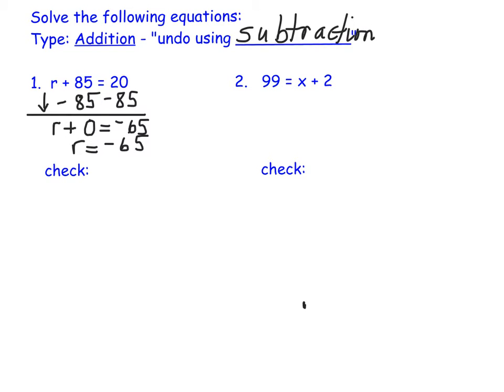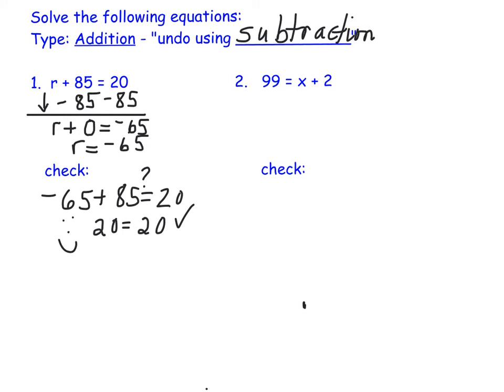Now, I want to check and make sure that's right. So I'm going to take the r, negative 65, plus 85. Is that equal to 20? Well, if I check that, negative 65 plus 85 is exactly 20. So both sides of the equation are equal, and that is 100% correct.